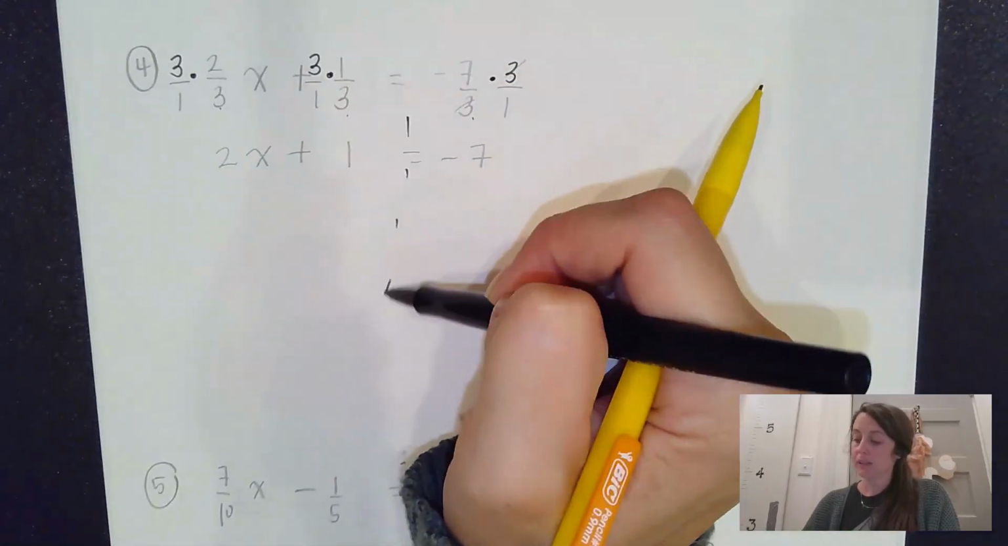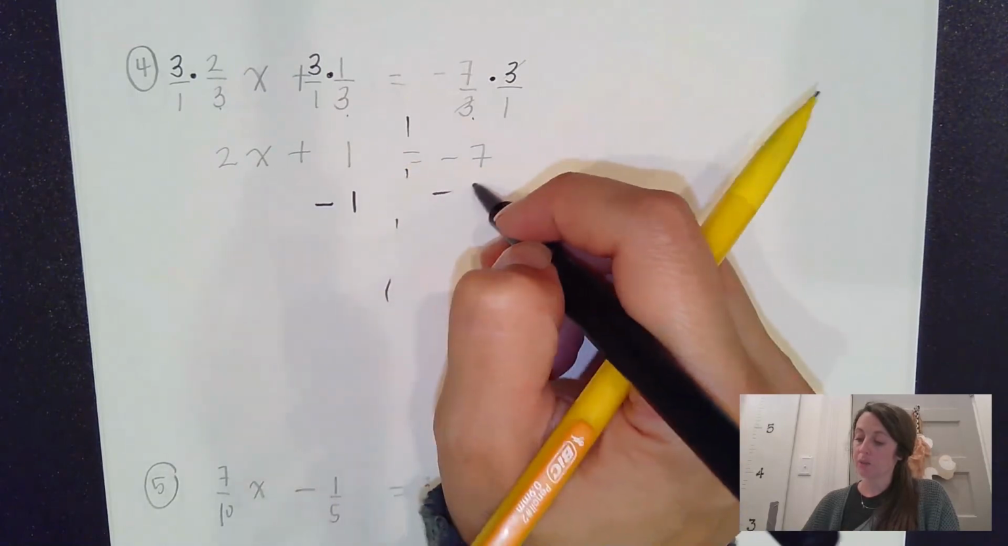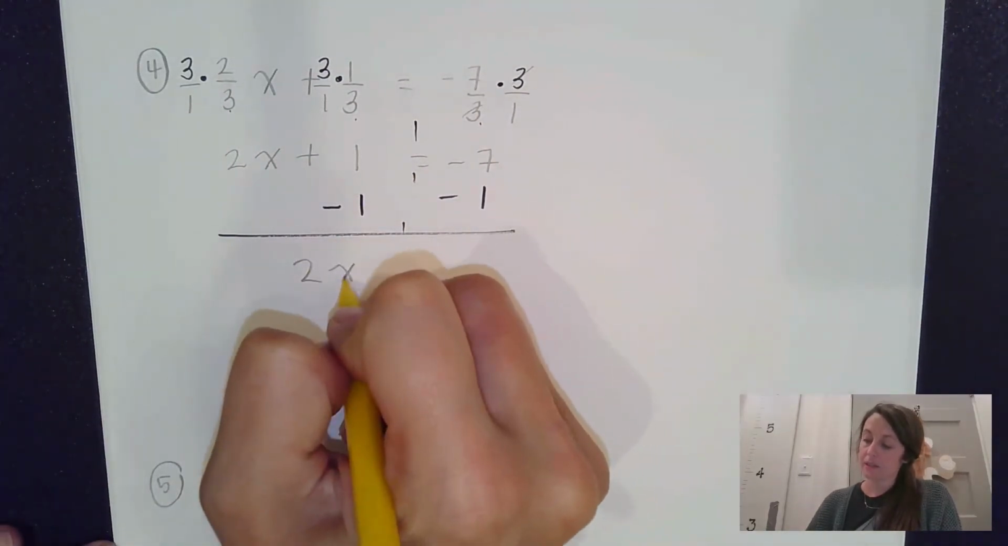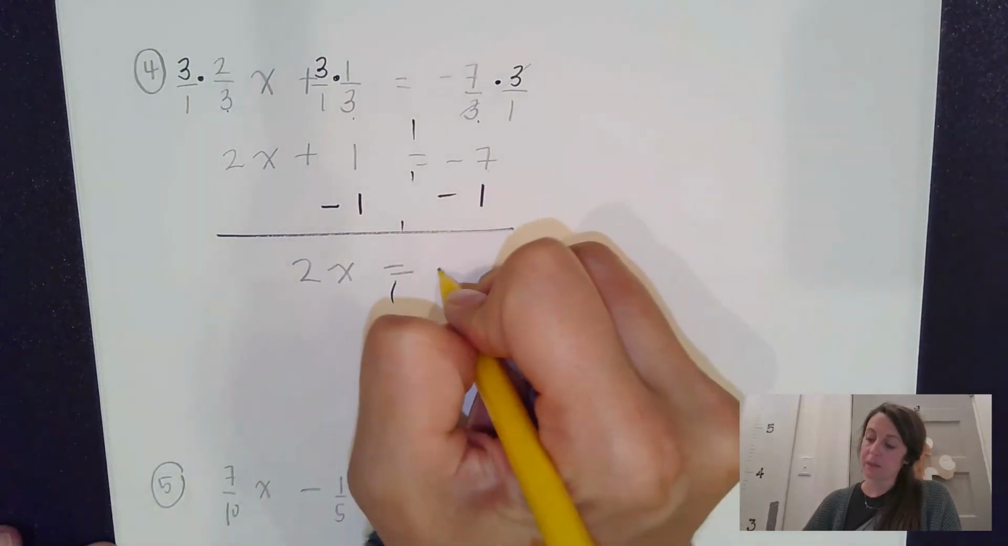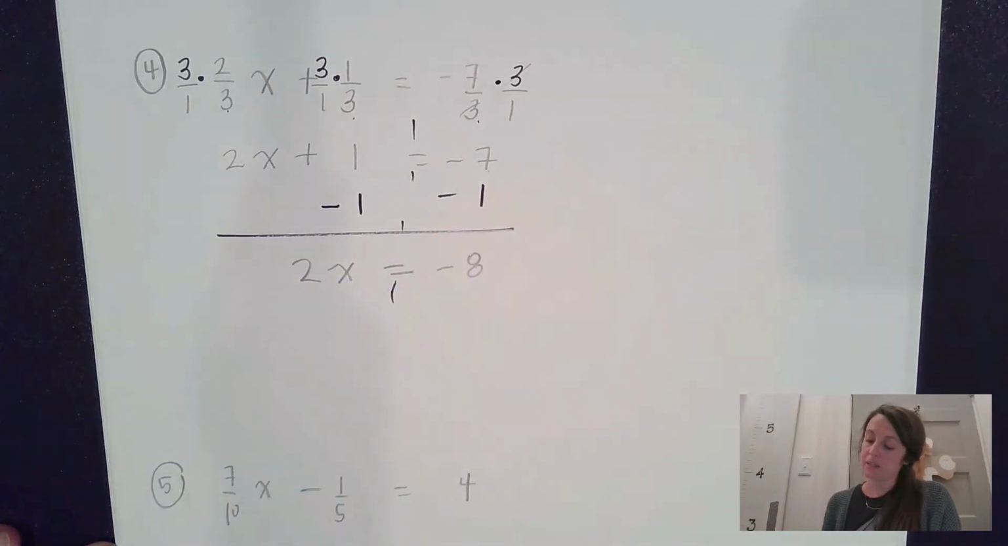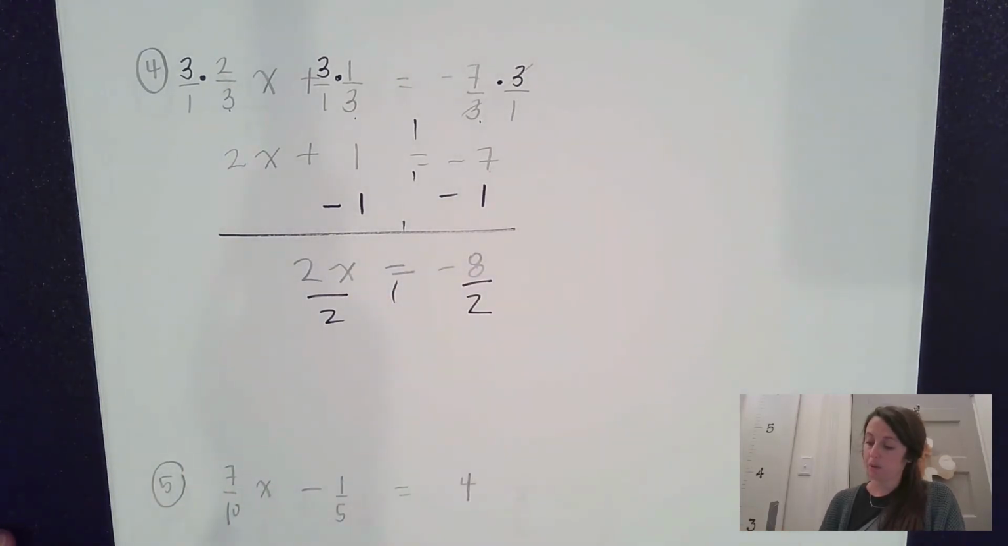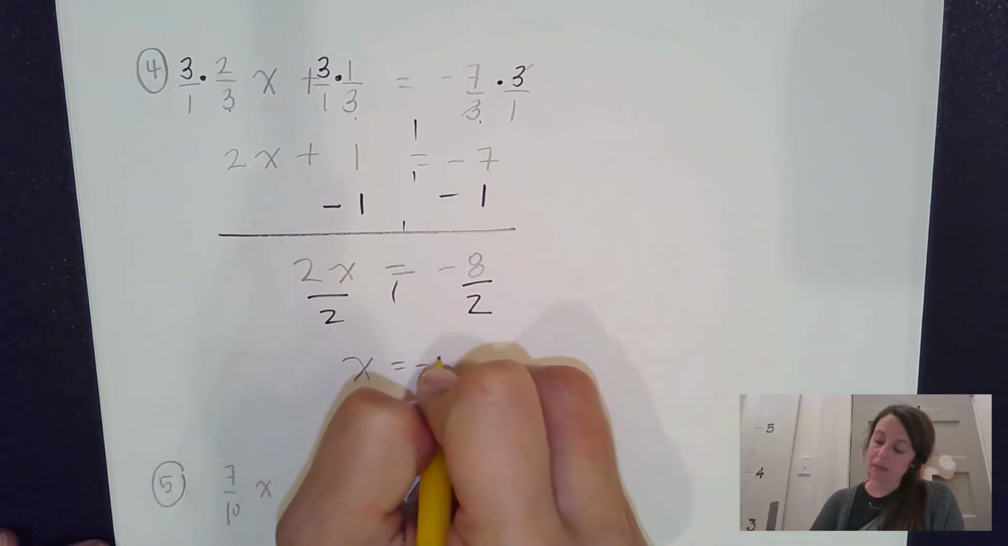So now I'll combine like terms on opposite sides. So I'll subtract a 1 here. So I'll have a 2x is going to be equal to negative 7 minus a 1, which is a negative 8. I'm going to divide both sides by 2. So I will have x is going to be equal to a negative 4.